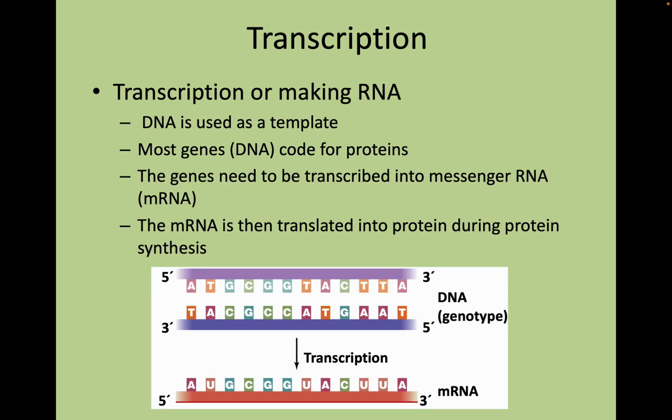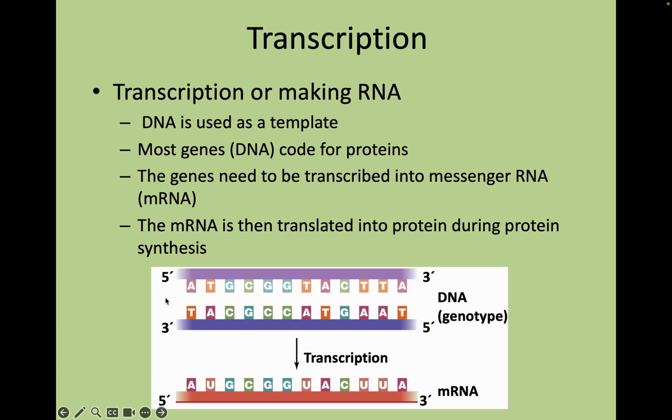Transcription, or making RNA: DNA is used as the template, and most genes, or DNA, code for proteins. The genes need to be transcribed into messenger RNA, or mRNA, and the mRNA is then translated into a protein during protein synthesis. So here we have double-stranded DNA.